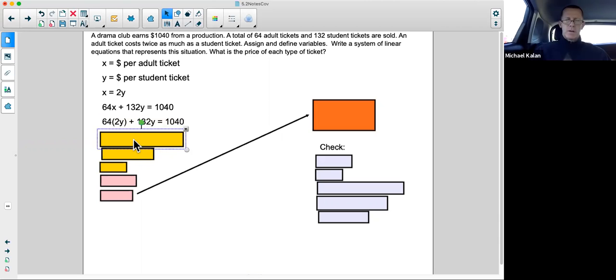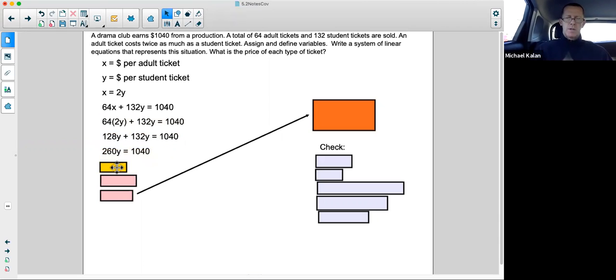All right, I'm back. So hopefully you multiplied those. You combine your like terms. You divided 1,040 by 260. Hopefully you're seeing some compatible numbers there. And you get y equals 4.